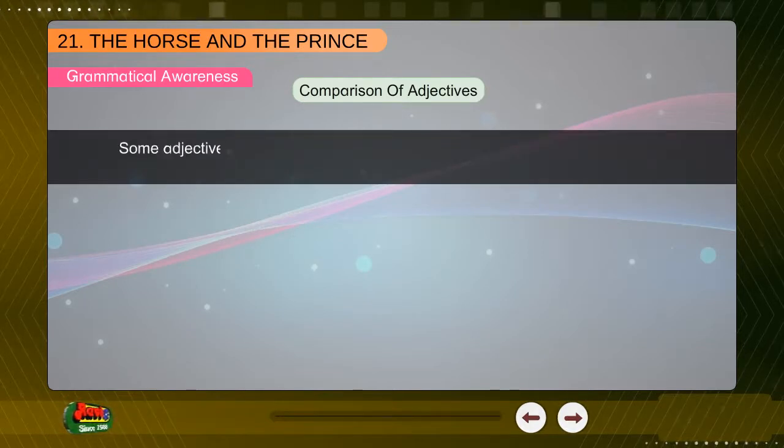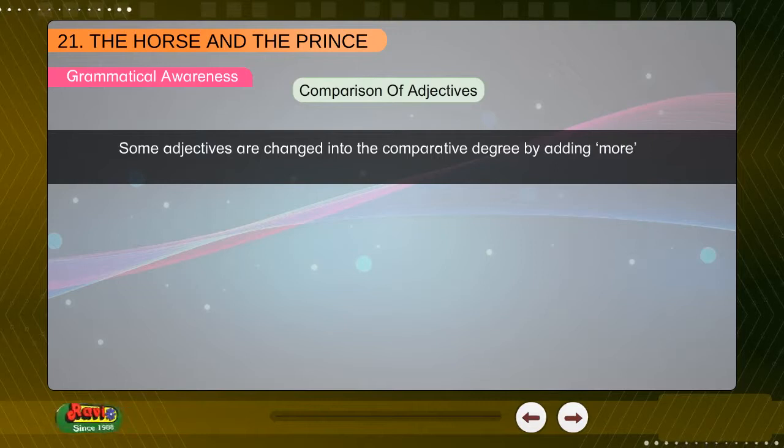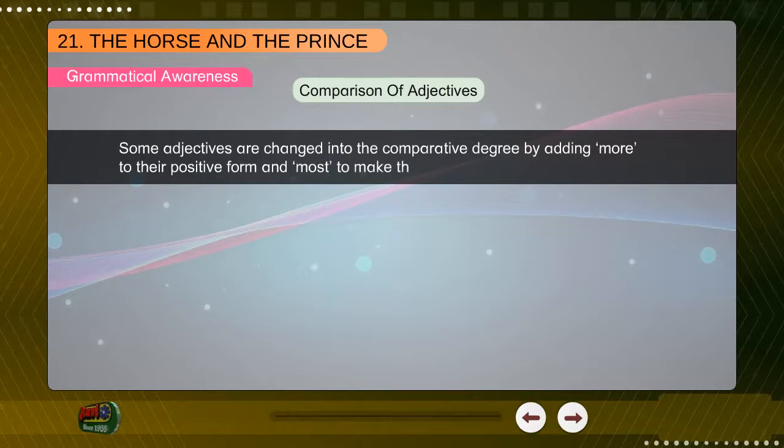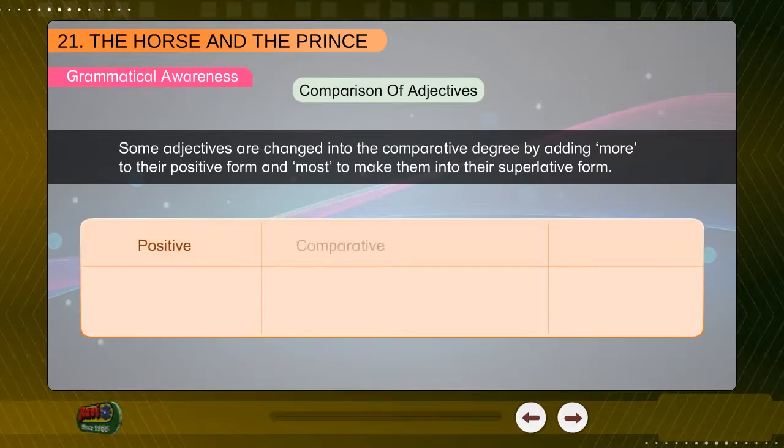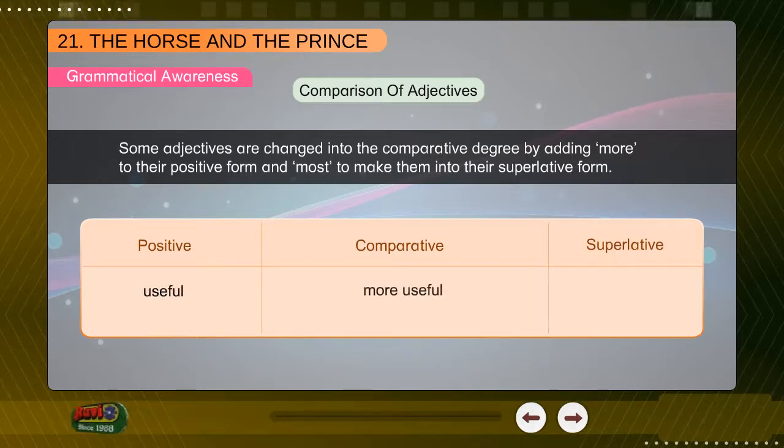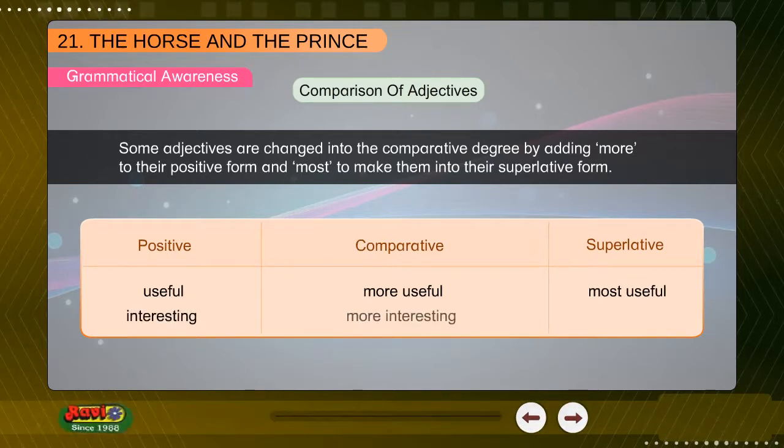Some adjectives are changed into the comparative degree by adding more to their positive form and most to make them into their superlative form. Positive, comparative, superlative. Useful, more useful, most useful. Interesting, more interesting, most interesting.